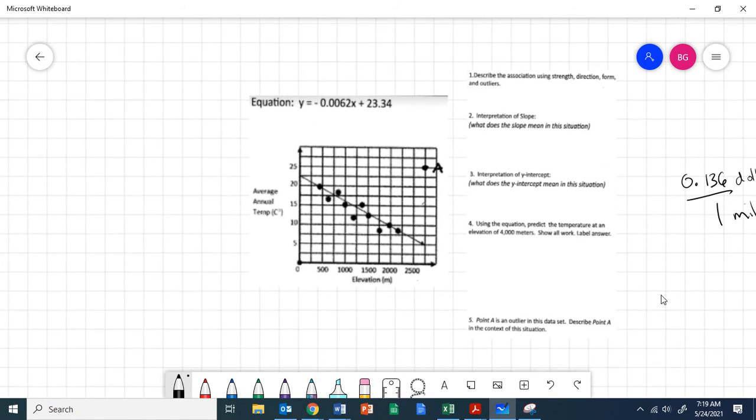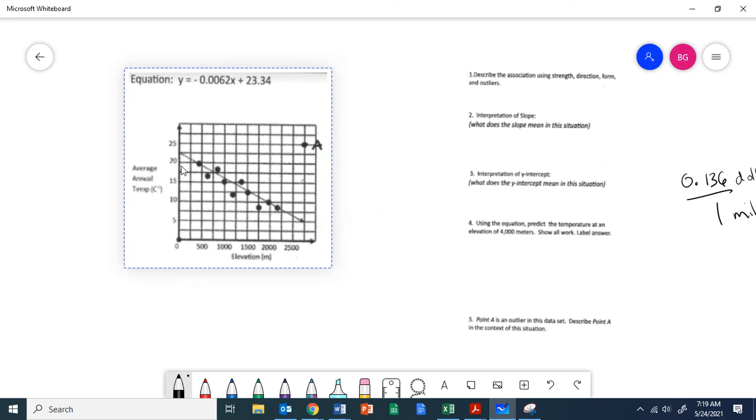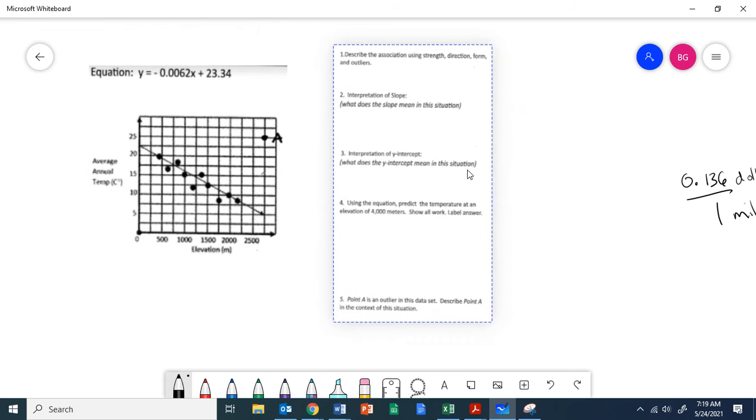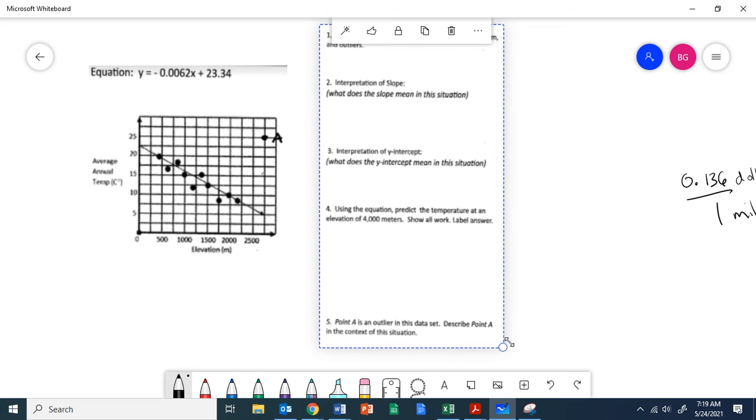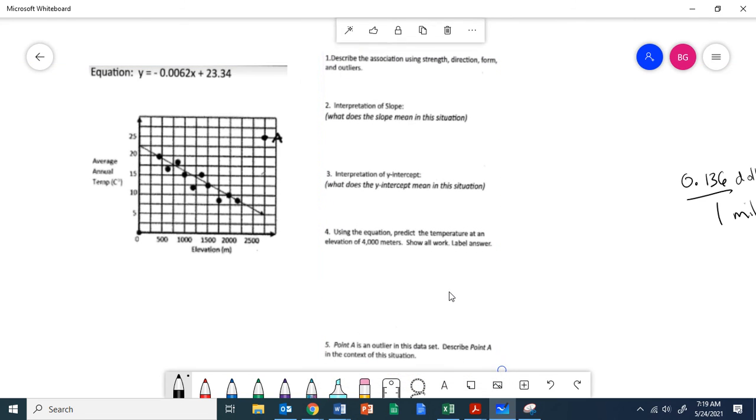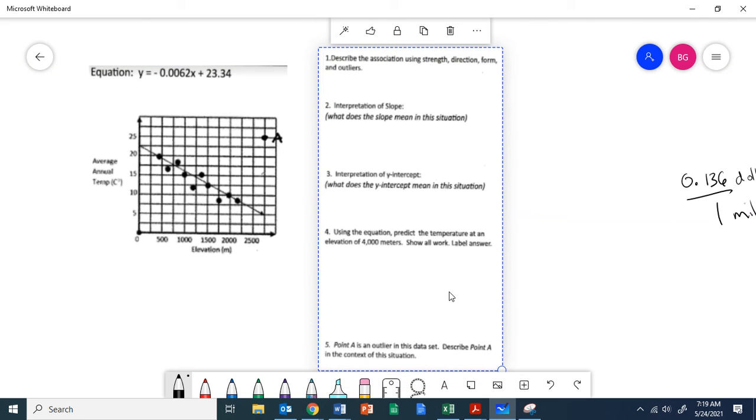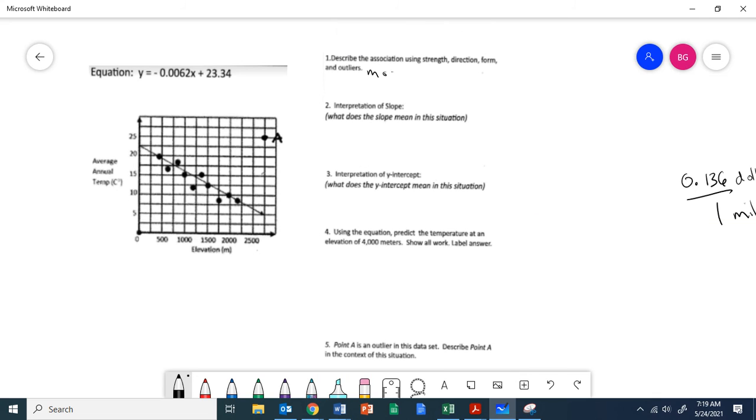All right, so let's try one more here. I got an equation, and I got the same question set here. Go ahead and work through the first question for me. Describe the association. So this association, the strength, I would say is moderate again.